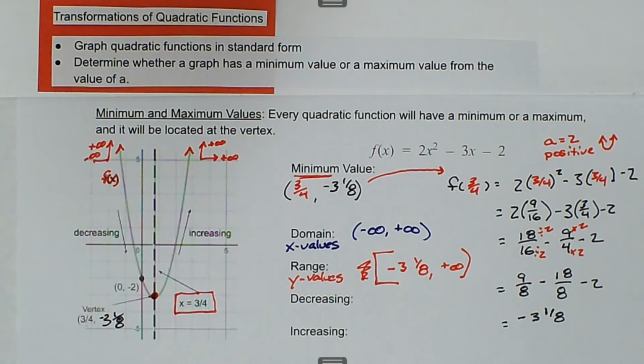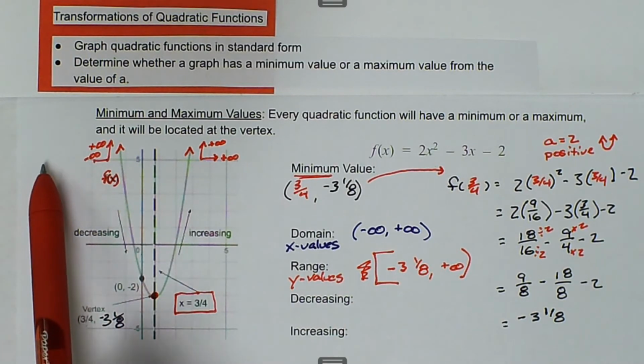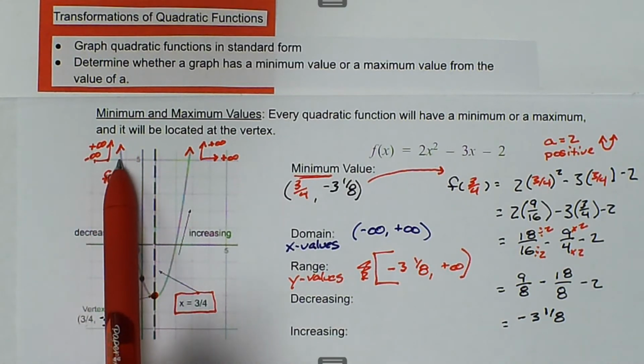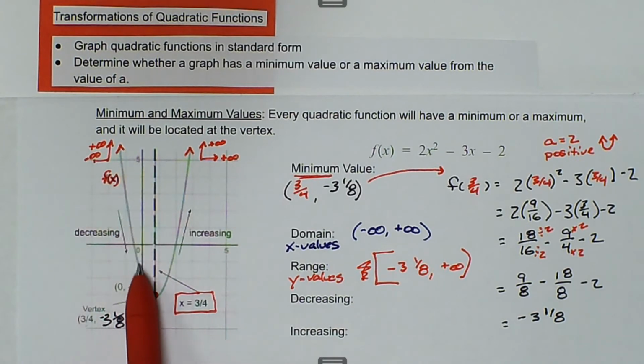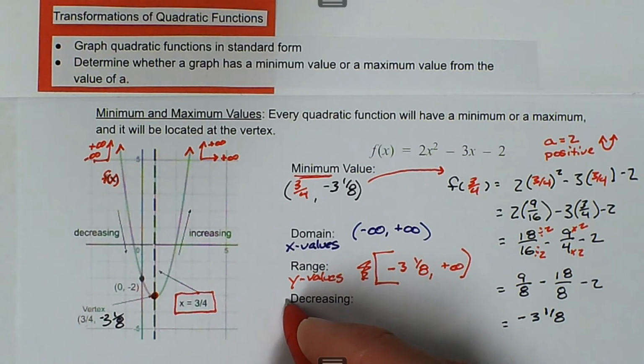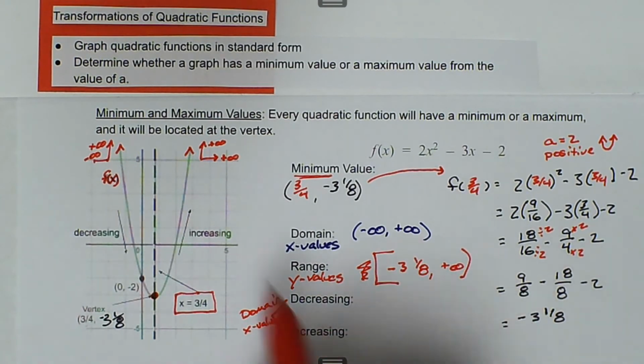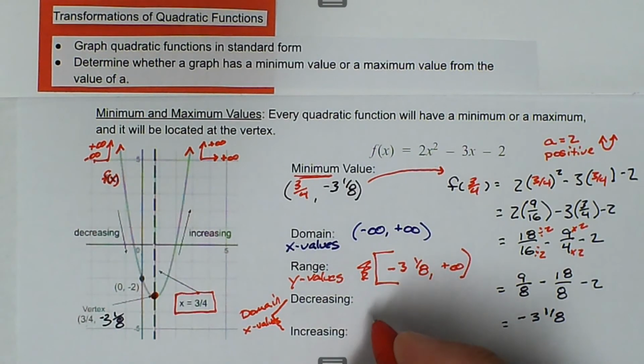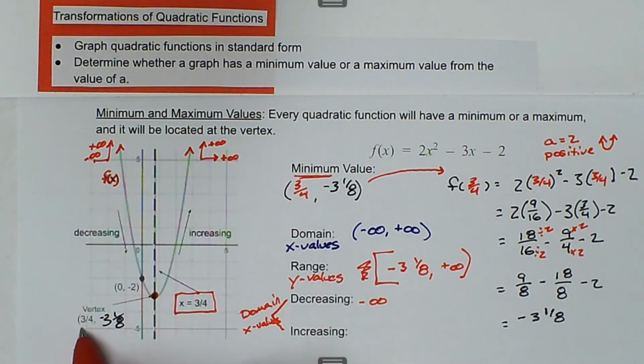And the last thing we got to look at is increasing and decreasing. As we go from left to right, we use our pencil and we trace the graph. So as we hit the graph, we start decreasing until we get to the vertex. So we decrease, and when we're talking about increasing or decreasing, we're talking about the domain or the x values. Okay. So we start at negative infinity. It's going to be decreasing, starting at negative infinity, all the way until we get to 3/4.